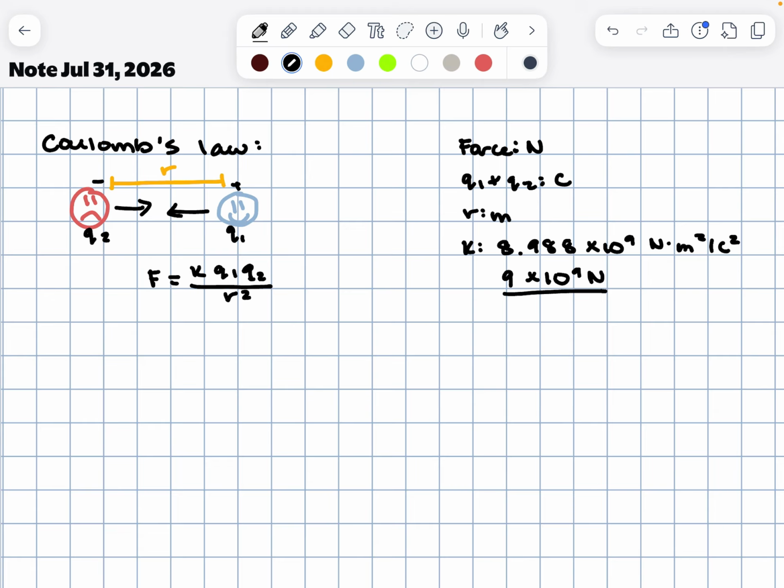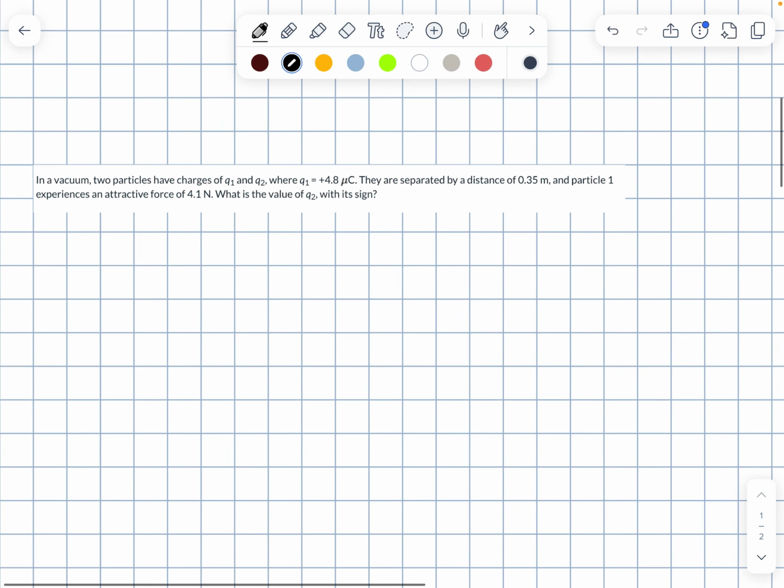Perfect. So great, now that we have our equation, let's get into a problem and learn how to use it. So this problem over here is from week 1A on Wiley Plus. It's the third question on there, and we're about to solve it. So in a vacuum, two particles have charges of Q1 and Q2, where Q1 is equal to positive 4.8 microcoulombs. They are separated by a distance of 0.35 meters, and particle 1 experiences an attractive force of 4.1 newtons. What is the value of Q2 and what is its sign?